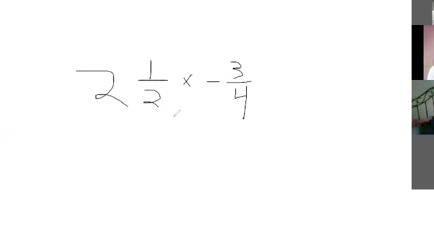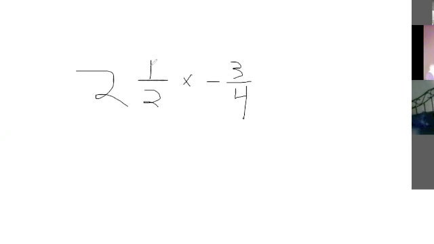So 2 and 1/2. So this is a mixed fraction. So 2 and 1/2 times, let's see, -3/4. So now this is where it gets a little bit tricky. So now the way to turn this into a fraction is you have to multiply this 2. And this is something completely new, so pay attention to this part right here.